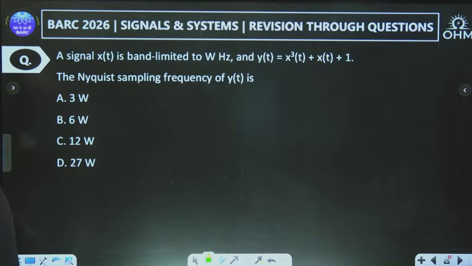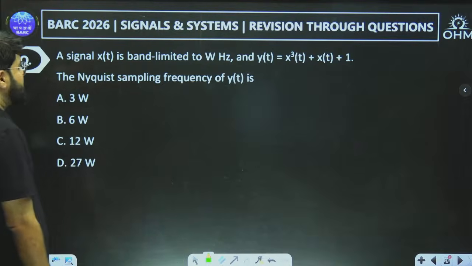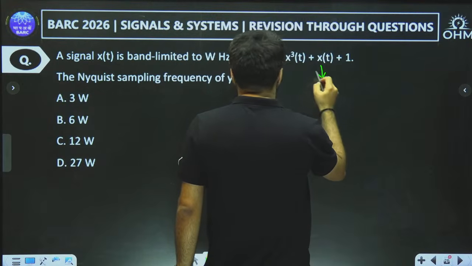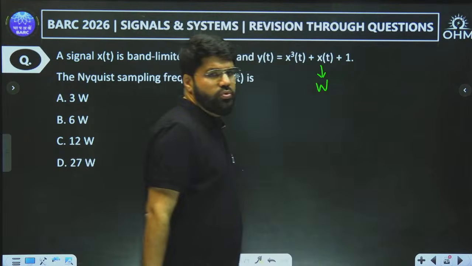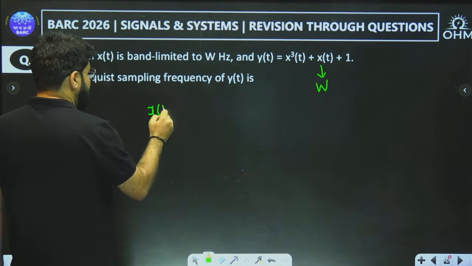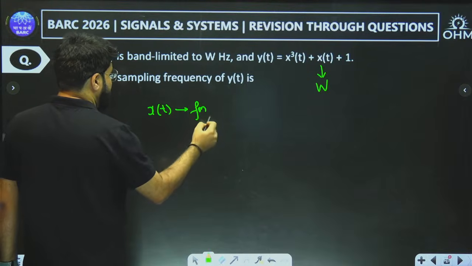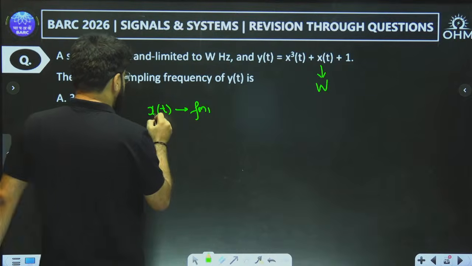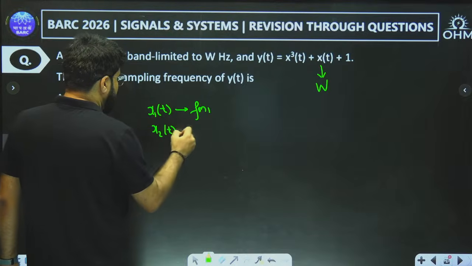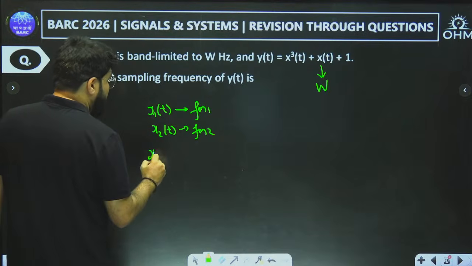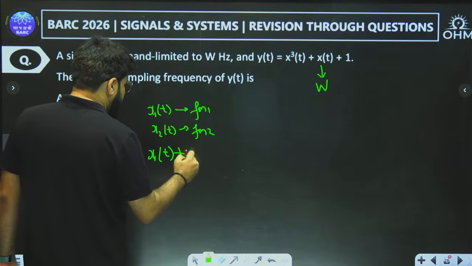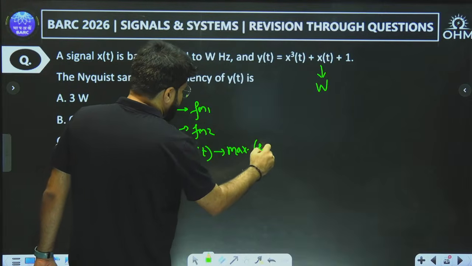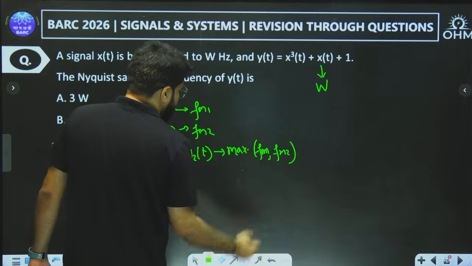A signal x(t) is band limited to W hertz and y(t) is x cube t plus x(t) plus 1. What is the Nyquist sampling rate of y(t)? Now see, x(t) is band limited to W, that means the highest frequency component is W. If a signal x1(t) has highest frequency component fm1, and another signal x2(t) has highest frequency component fm2, and when you add them, the highest frequency component will be the maximum of fm1 or fm2, whichever is higher.